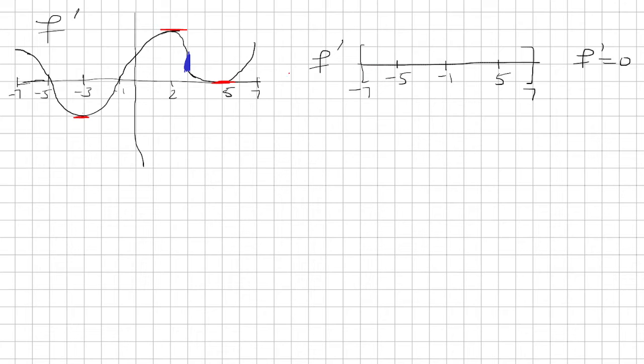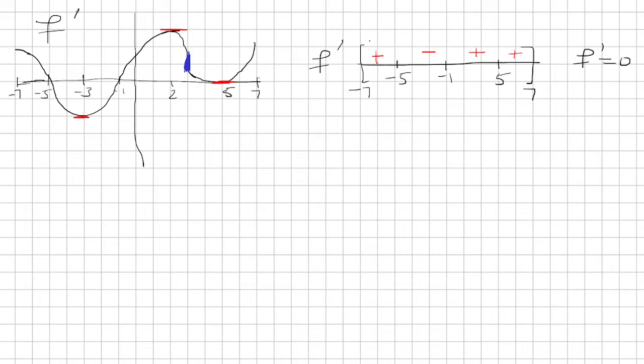So between -7 and -5, we see that f prime is positive since it's above the x-axis. Between -5 and -1, that's negative. Between -1 and 5, that's positive. And then to the right of 5 is also positive.